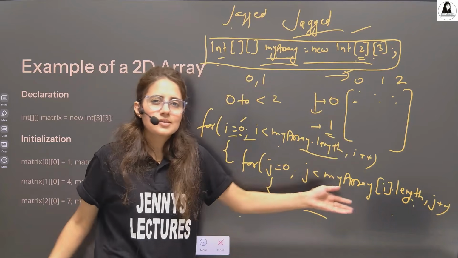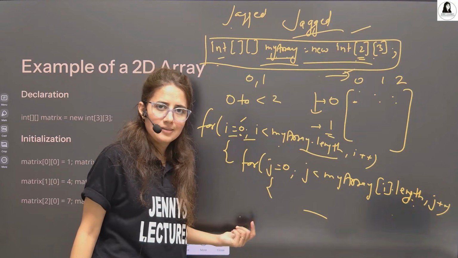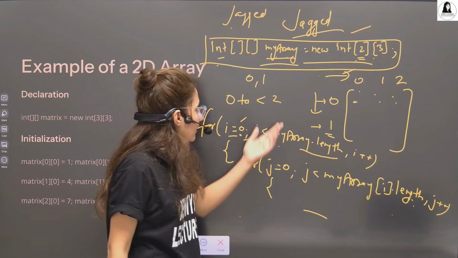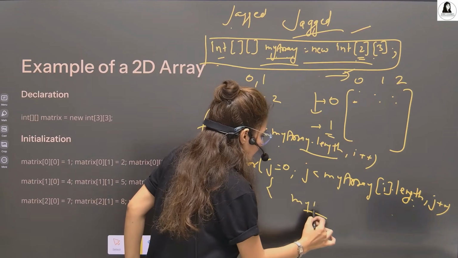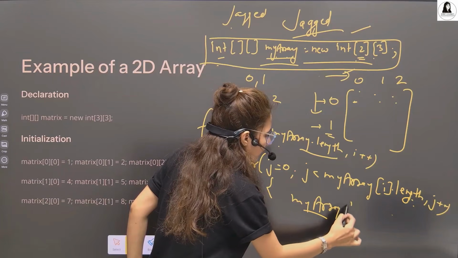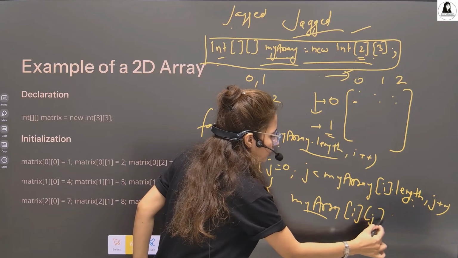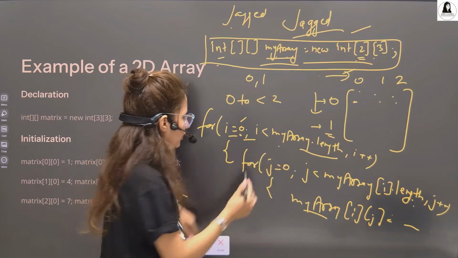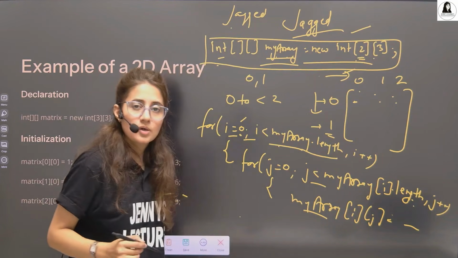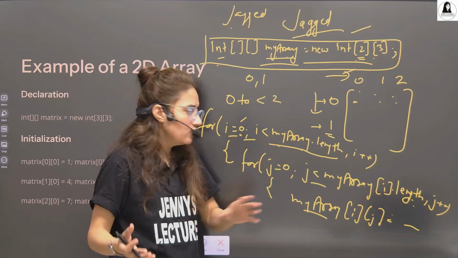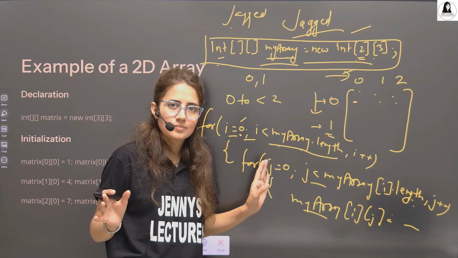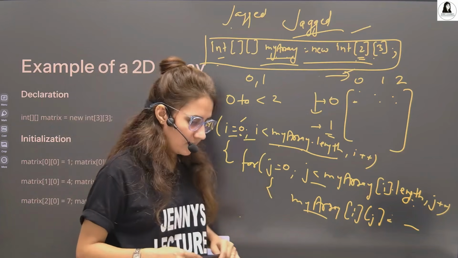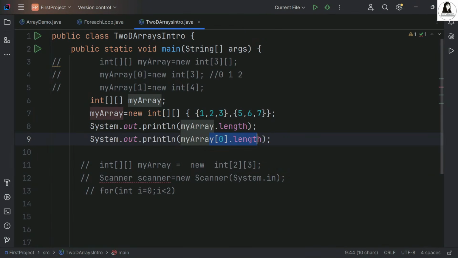And here, simply using scanner we can take the value. Simple. Right? Like my array i j is equal to scanner object dot next int, something like this. I hope this condition is clear to you. These two loops. And the same loops you have to apply when you print. Okay, let's run this program.